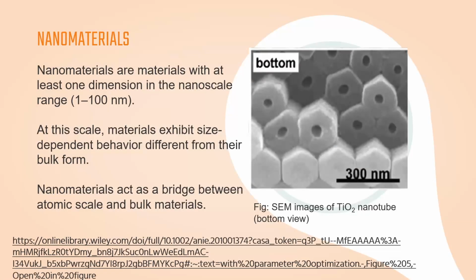To begin with, let us understand what nanomaterials are. Nanomaterials are materials that possess at least one dimension in the size range of 1 to 100 nanometers. At this extremely small scale, materials exhibit size dependent properties that are significantly different from their bulk form. So, due to this reason, nanomaterials act as a bridge between atomic scale systems and macroscopic materials and have gained enormous importance in modern science and technology.